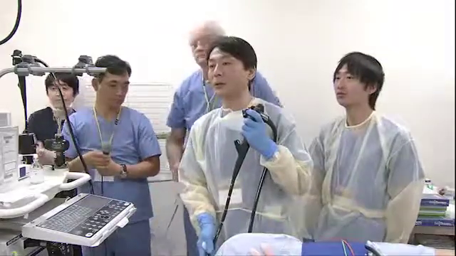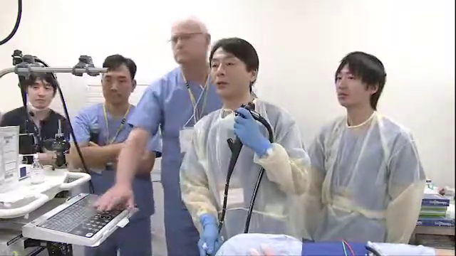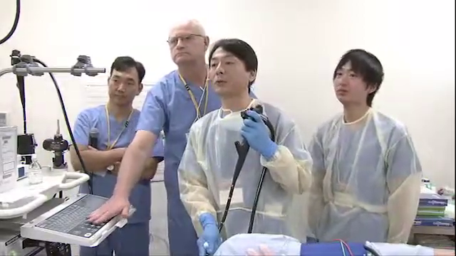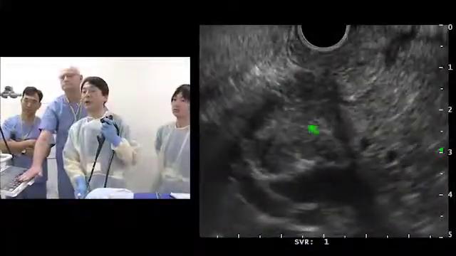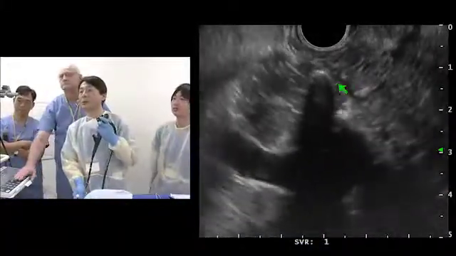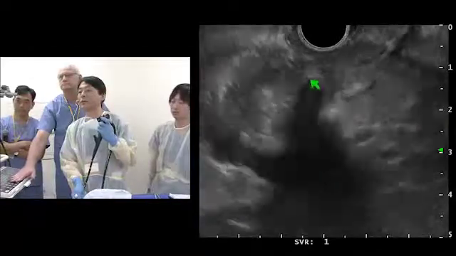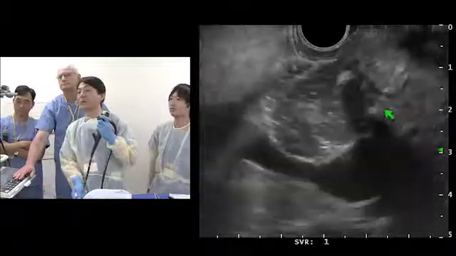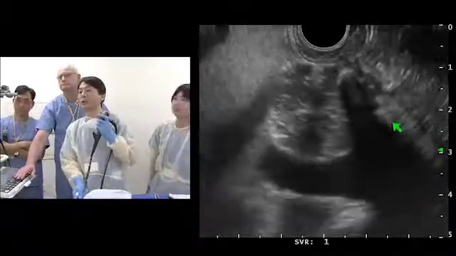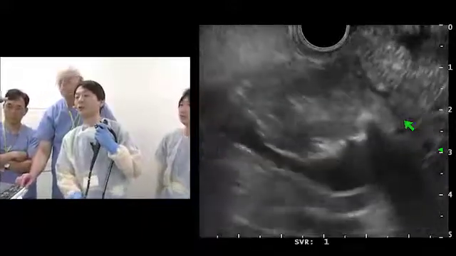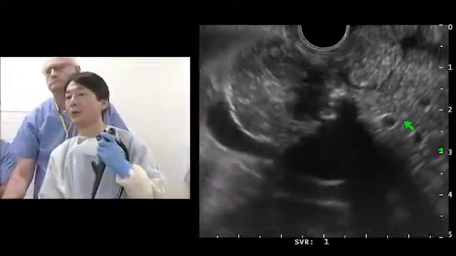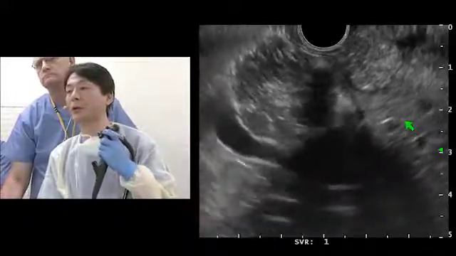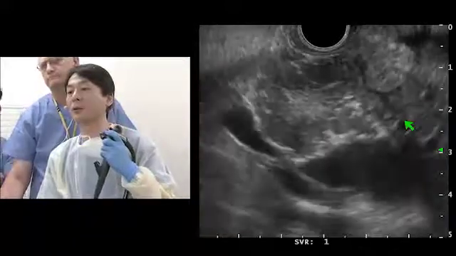Okay, and now we insert the echo endoscope into the duodenum, the second portion. And here is a lesion about 2.5 centimeter. There is a calcification, and the echogenicity is heterogeneous. We think this is an abdominal tumor, very near to the pancreatic head, but it doesn't look like a pancreatic tumor.